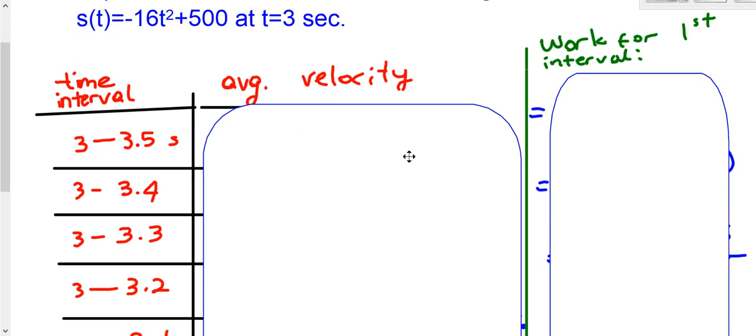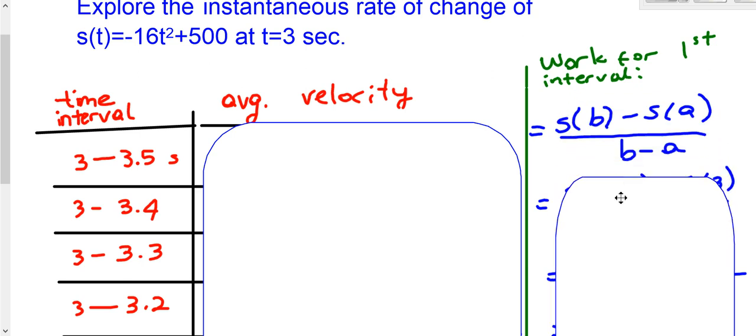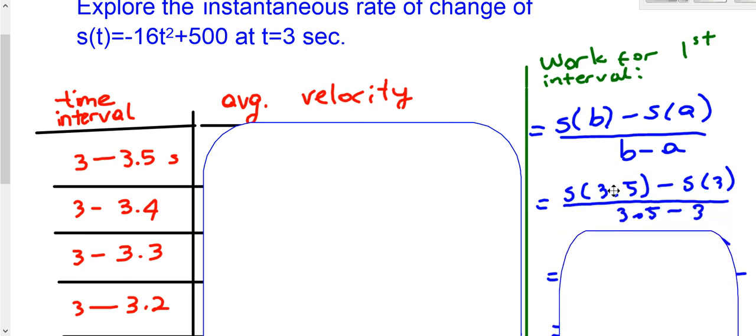And to help us understand the formula for the derivative, let's fill this out. So between 3 and 3.5 seconds, what is the average rate of change? So let's write the formula. Average rate of change is S of B minus S of A over B minus A. And between 3 and 3.5, your B is 3.5 and your A is 3. So S of 3.5 minus S of 3 over the difference in the time increments. So the bottom is going to be just a half second, right? It's a half second increment.